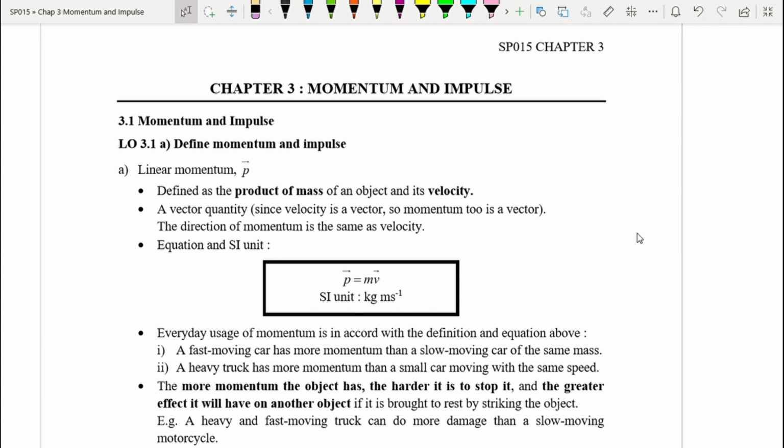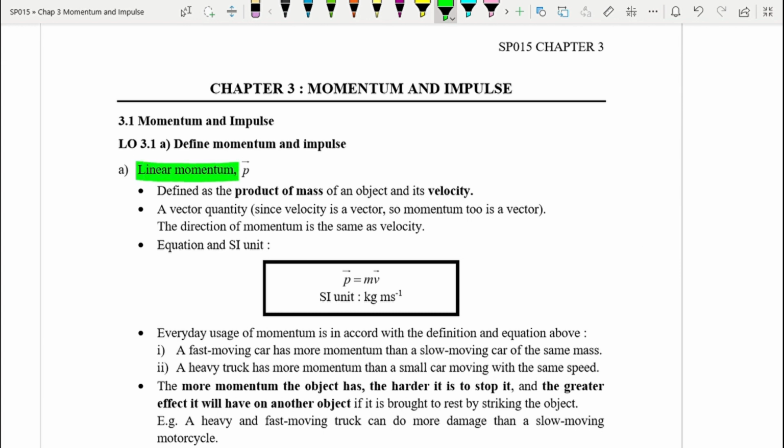So look at the learning outcome 3.1. The first subtopic will be momentum and impulse, the same as its topic. We're going to define momentum, impulse, and also the equation for momentum and impulse. And how does momentum and impulse relate to each other? So first, let's look at the definition of momentum.